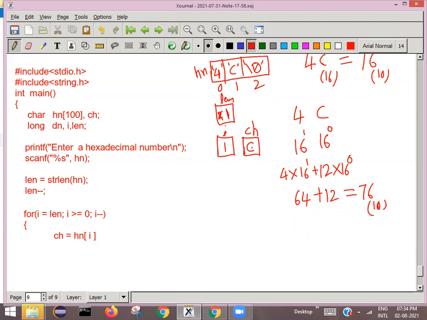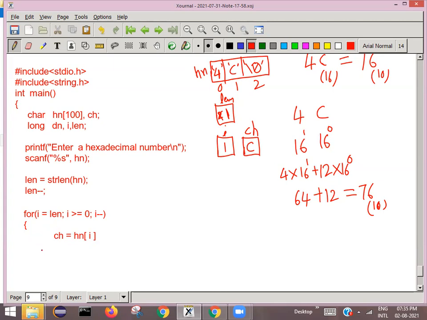I do not know whether I have received a character or a digit, so based on that, I need to work out the logic. If I received a character, then I have to convert this into the equivalent number. If I receive capital A, then I have to convert that into 10, so that I can multiply with the powers of 16. See here, C means I converted that into 12, then I multiplied with 16 power 0.